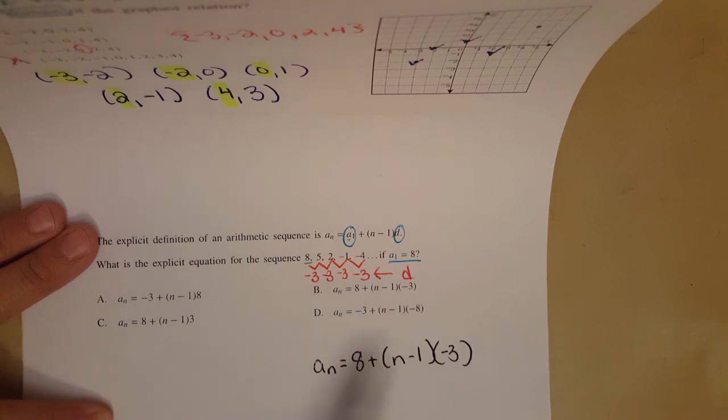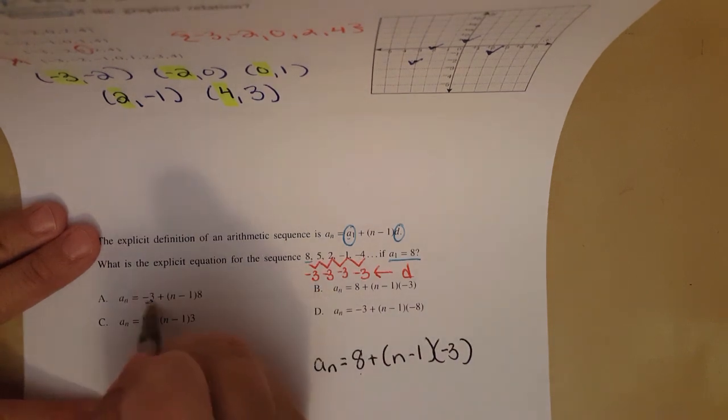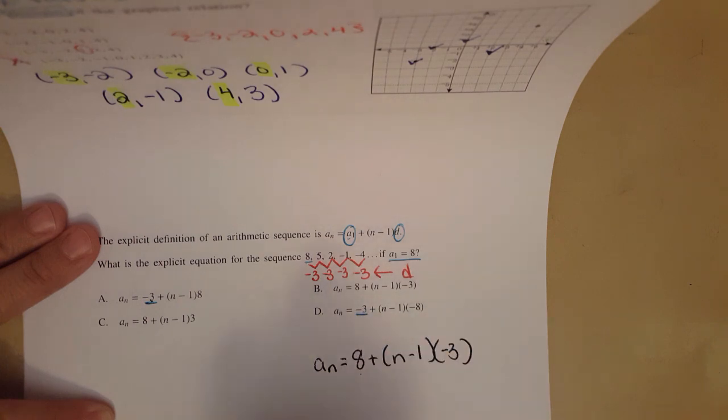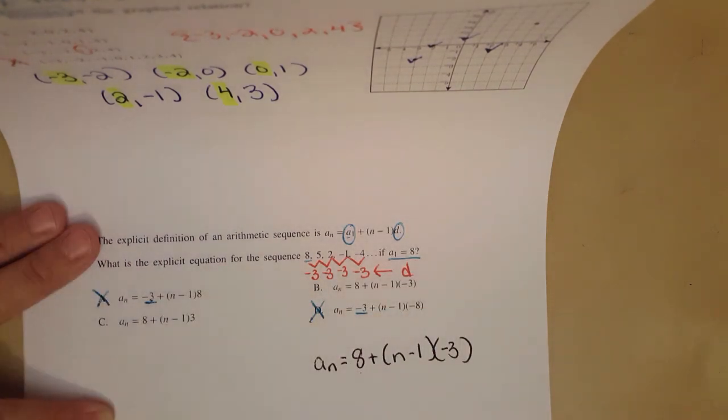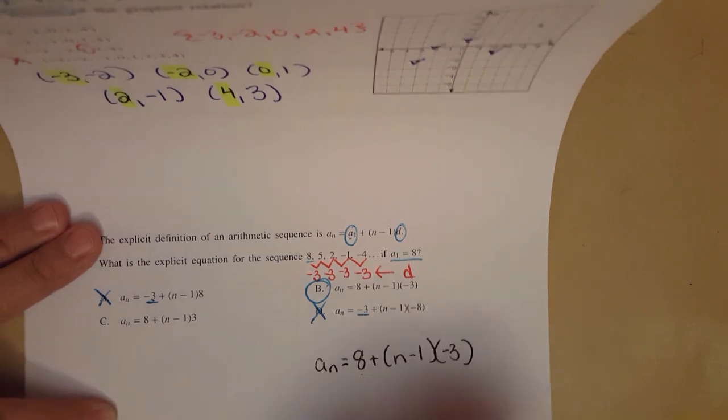So out of all these, I'm going to start with my first term. My first term is 8. A and D both have a first term where it's -3. Those are not going to be our correct answer. The difference between C and B is that in one, we have a -3 as a common difference, and in the other, it's positive. Well, we know that our common difference is a negative, so I'm going to circle answer choice B.